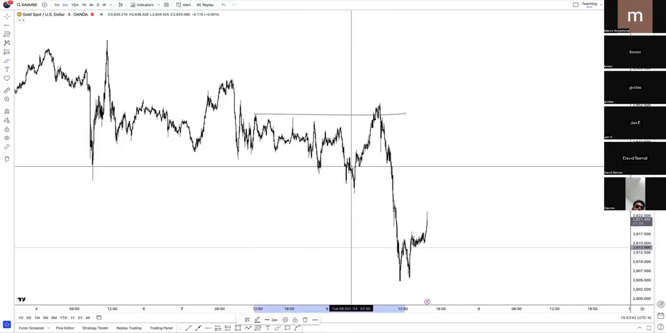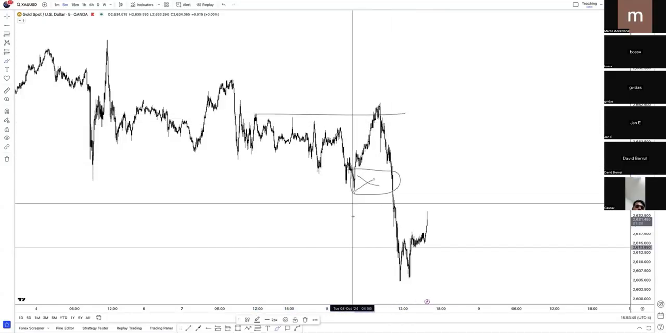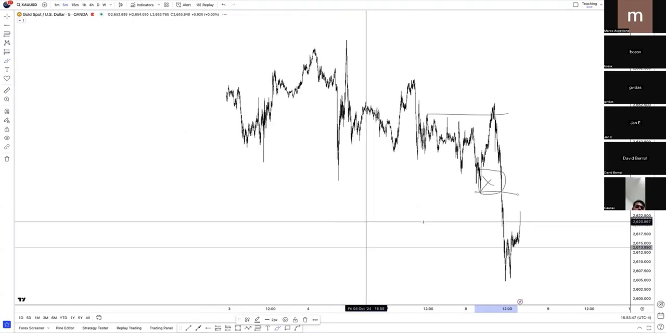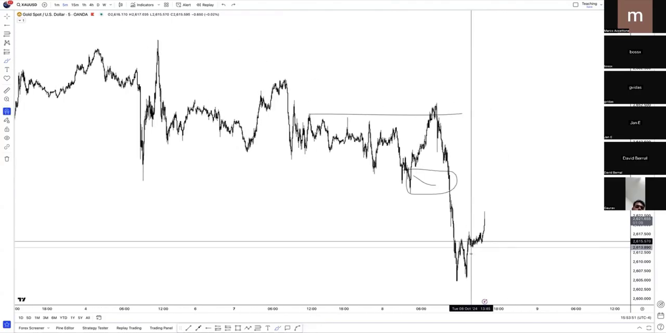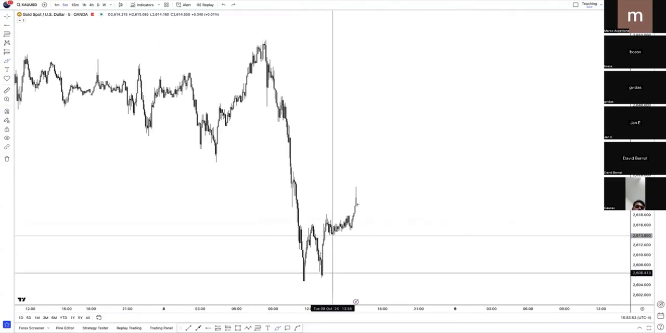Look how we induced buyers here, trapped them all down here. Perfect. Trapping all the buyers, grabbing all the liquidity from the left-hand side. It's very nice. But yeah, just need more PA.